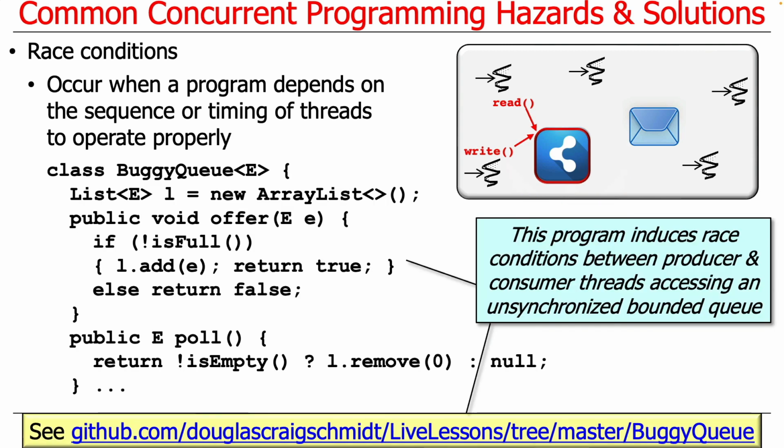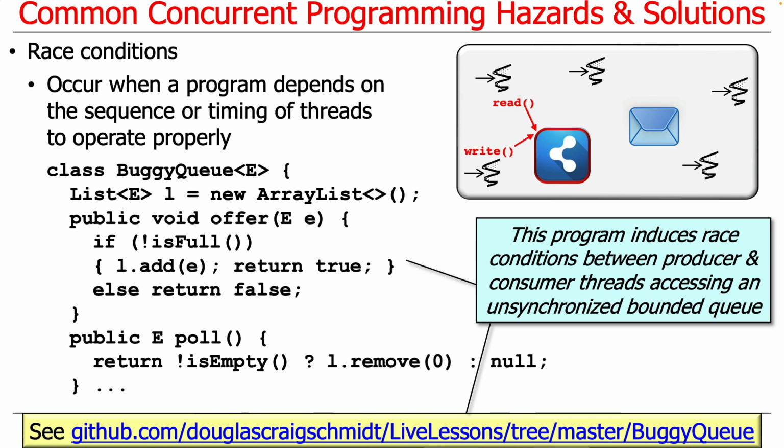This is something you can take a look at on my website. It's called Buggy Queue, and it's an intentionally defective program. It's designed to fail. And here's the Buggy Queue. We're going to define a queue which uses an array list as the implementation of some internal data structure. Then we define two public methods, offer and poll. The idea is that poll will try to retrieve an item from the queue if it's not empty, and offer will try to put an item in the queue if it's not full. Seems pretty reasonable, right? Doesn't look too bad.